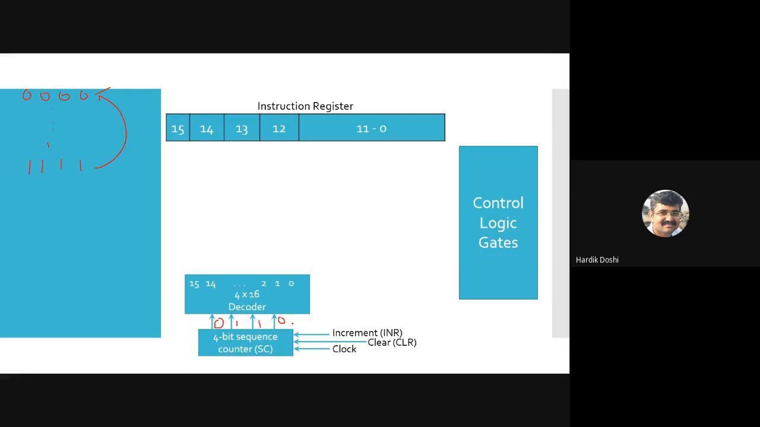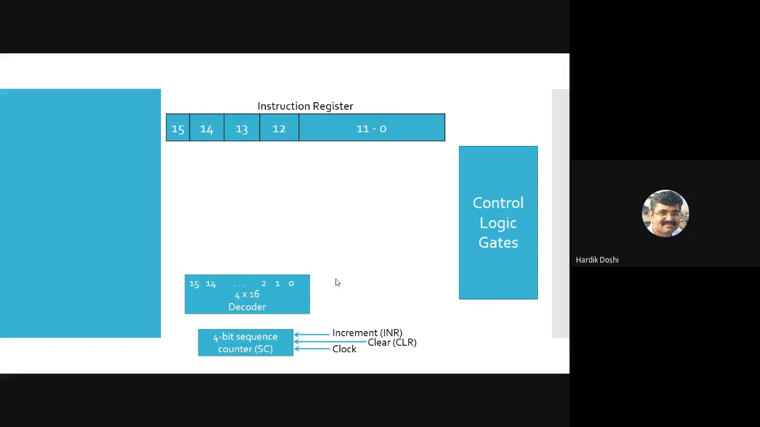Decimal equivalent of 0, 1, 1, 0 is 6. That means on the 6th line output of the decoder, one output will be there. You will be getting the signal 1. Rest all the bits will get 0 output. Is it fine? Yes or no? Yes. Okay.